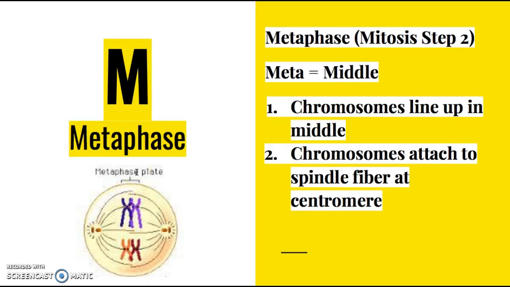Okay? So again, meta means middle, and in this phase, the chromosomes are going to line up in the middle, with centrioles on either side, and spindle fibers attaching to something called the centromere, which is just the middle of these chromosomes, the middle of the X.